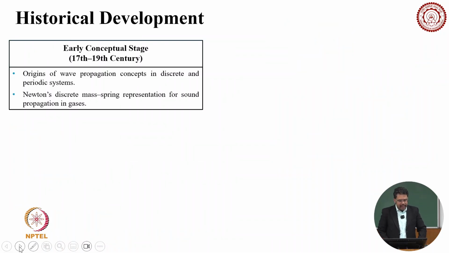Early conceptual stage, 17th to 19th century: origin of the wave propagation concept in discrete and periodic systems, Newton's discrete spring mass representation for sound propagation in gases. So these are quite early concepts of wave propagation through a periodic medium. Although we have not come to wave propagation in periodic media yet, as you have already seen, in the case of metamaterials, primarily the unit structure is periodically repeated. So therefore that periodic structure is also very well connected.